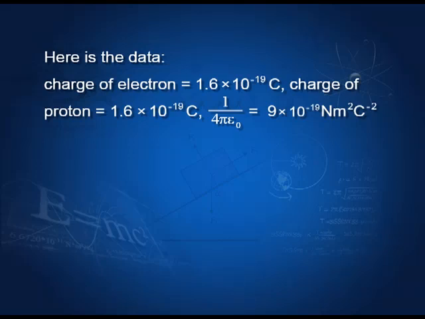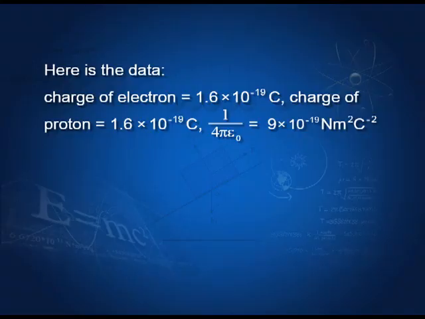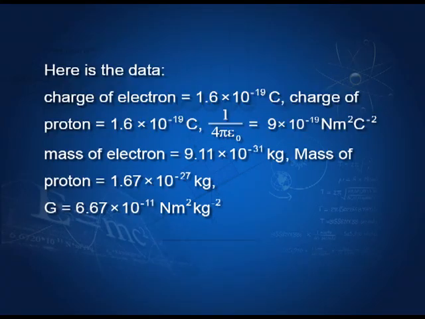So, we are given the charge of electron 1.6 into 10 to the power minus 19 coulomb, charge of proton again 1.6 into 10 to the power minus 19 coulomb, and 1 by 4 pi epsilon 0 is 9 into 10 to the power 9 Nm squared C minus 2, and mass of the electron is 9.11 into 10 to the power minus 31 kilograms. Mass of proton is 1.67 into 10 to the power minus 27 kilograms, and G is 6.67 into 10 to the power minus 11 Nm squared kilogram minus 2.